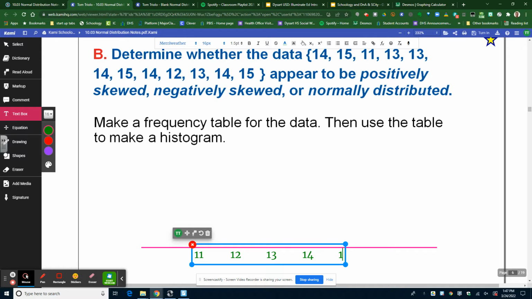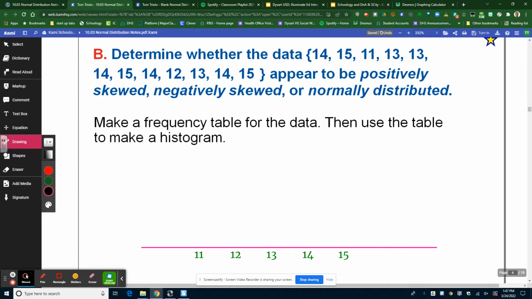tab, 15. Okay, start with my 11s. I have one 11, so I put one little X here. I have one 12, so I put one little X here. I've got 1, 2, 3 13s, so 3 little X's.